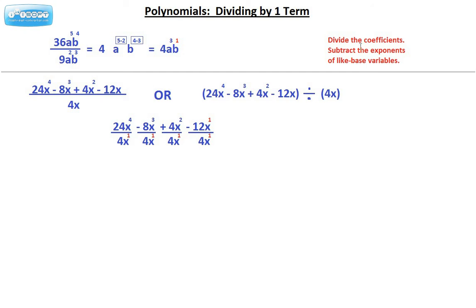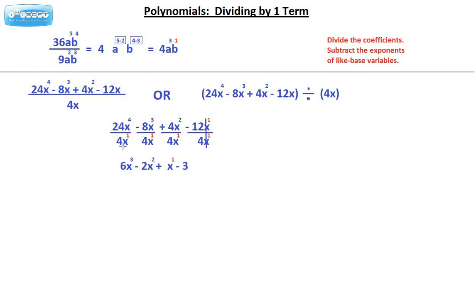We do the same as we did in the first polynomial. We divide the coefficients, or the numbers, and we subtract the exponents of our like-base variable x. When we divide 24 by 4, we get 6. We keep the x and subtract the exponents. 4 minus 1 is 3. Negative 8 divided by 4 is negative 2, and we subtract the exponents of x and get x squared. 4 divided by 4 is 1. Even though we don't normally see it, there is an understood coefficient of 1.